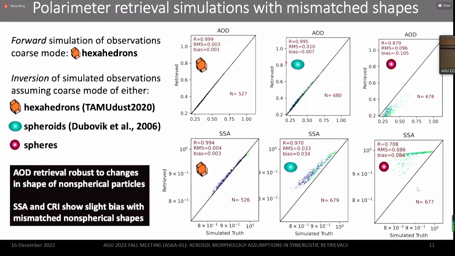For spheroids, we find that forward simulating hexahedrons and retrieving with spheroids doesn't actually really impact your AOD retrieval very much. It's still as accurate as it would have been if you'd used the same particle model. But other parameters like SSA and especially real refractive index, which isn't shown here, showed pretty significant biases when we did that. So for AOD, the difference between these two different non-spherical shapes may not matter much, but for the other properties, it seems to.